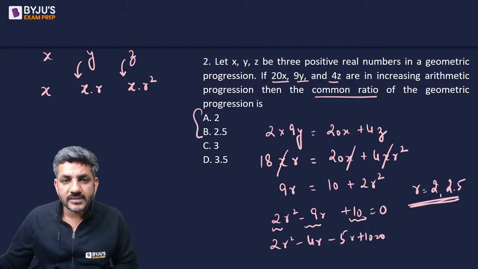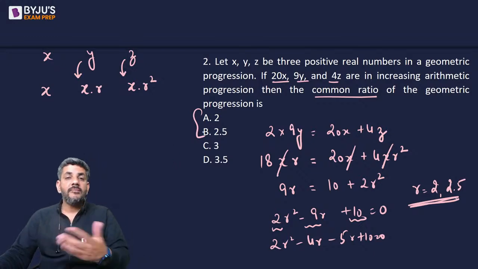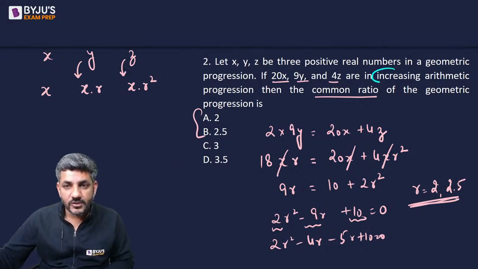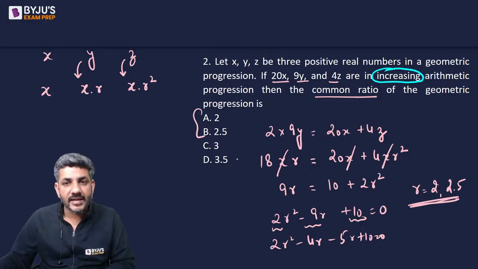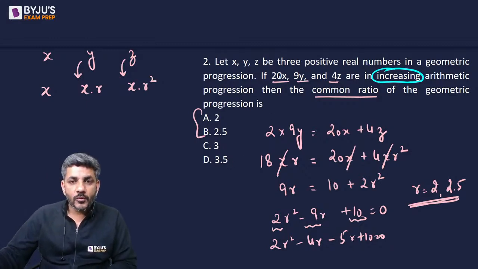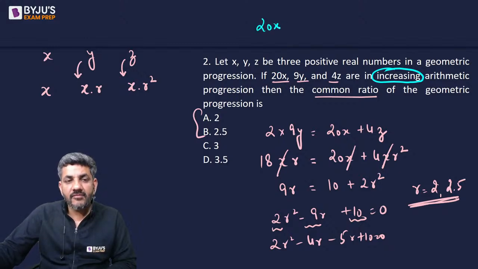The point is, options have 2 and 2.5 both. So how do I eliminate any one of them? The only thing which was important here was increasing AP, right? Increasing AP. So when I take 20x and 9y, that is 9x into r.